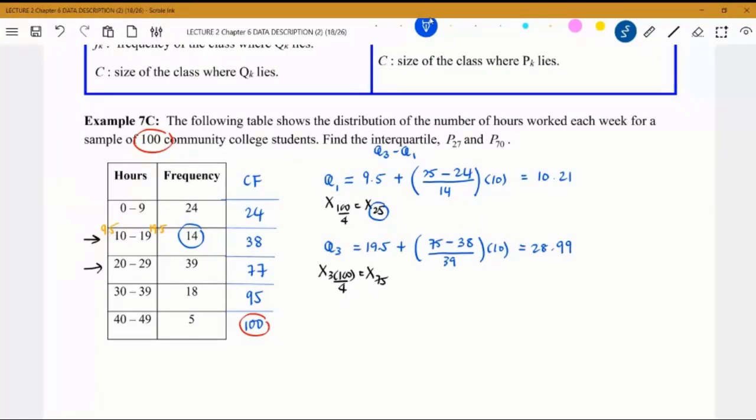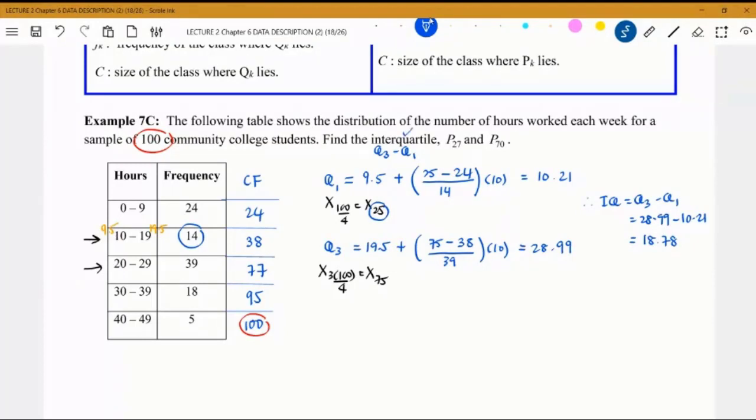Alright, from these two values we get the interquartile range, which is Q3 minus Q1. Directly we have 28.99 minus 10.21, so the range is 18.78. Okay, so we have done finding the interquartile range.